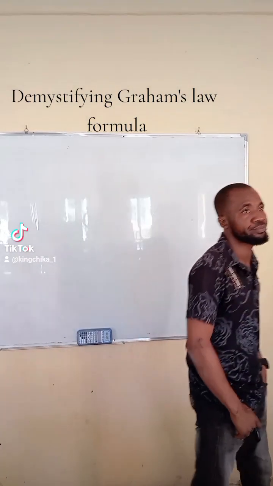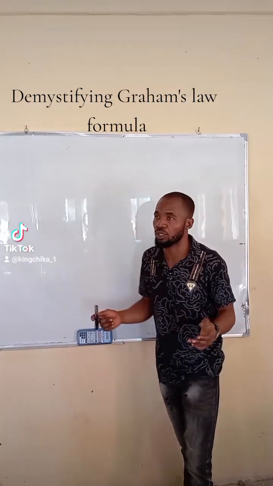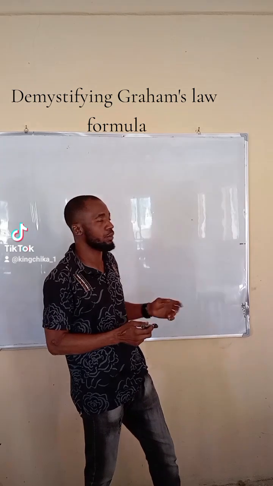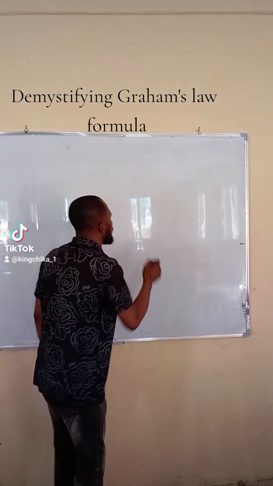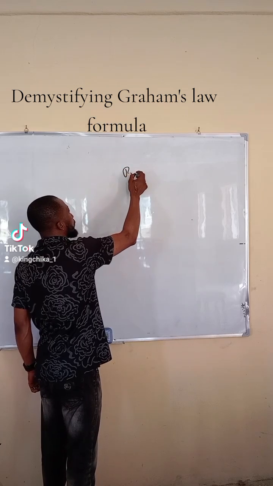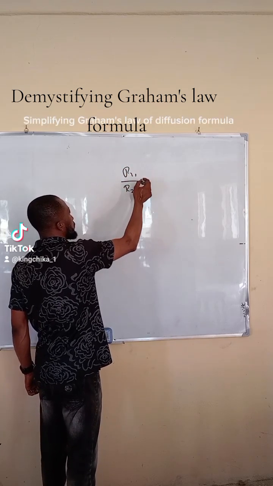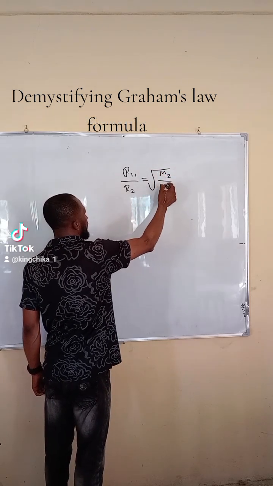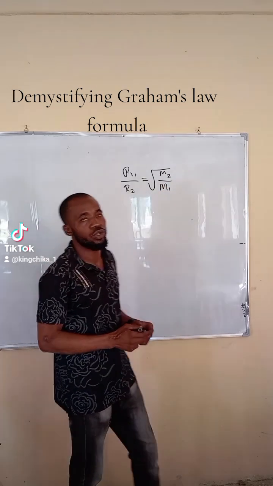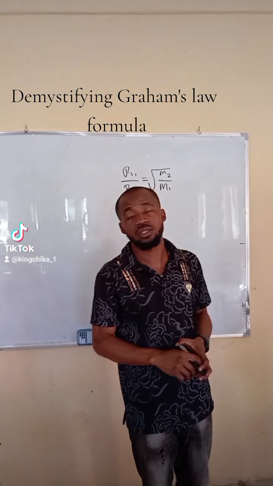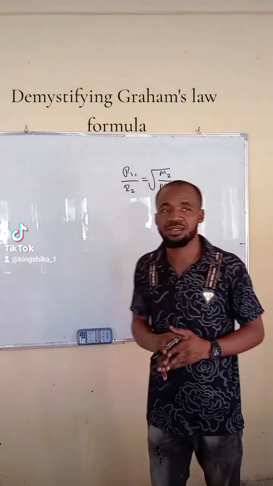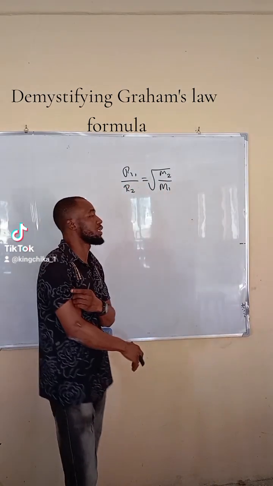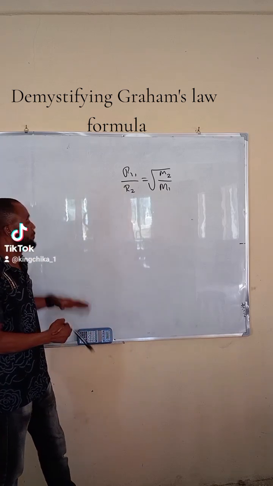Graham's law of diffusion. Let's simplify the formula so that next time we can actually take one or two questions using the formula. So in Graham's law of diffusion, we have R1 all over R2 is equal to square root M2 all over M1. So they actually try to compare the rates of diffusion of two gases based on the square root of the relative molecular masses.